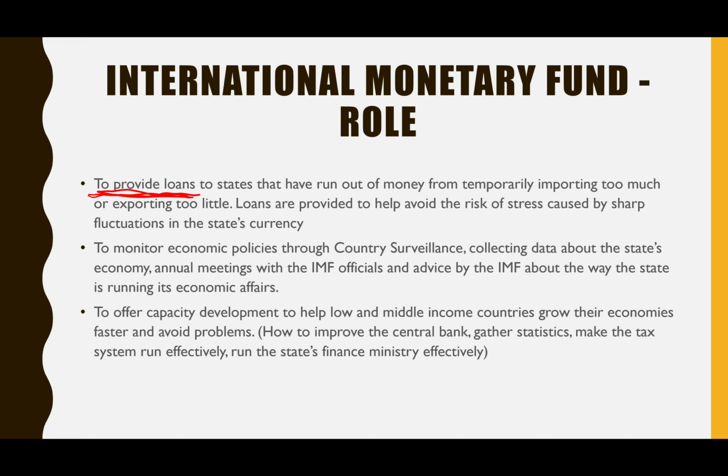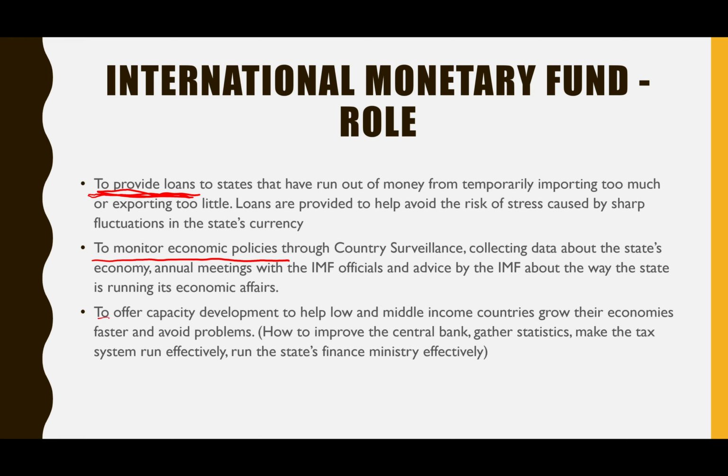Their second role is to monitor economic policies through country surveillance. So they will collect data about the country's economy. They will have annual meetings with the officials as well as giving them advice on how the state should run. This is part of Article 4 of the IMF, and it says that really states will agree, if they are part of the IMF, to have these annual discussions.